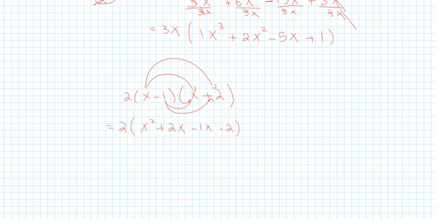Then what do I do? Then I collect like terms. That means I have to add my middle terms here, which is 2x minus 1x, and that gives you just 1x.